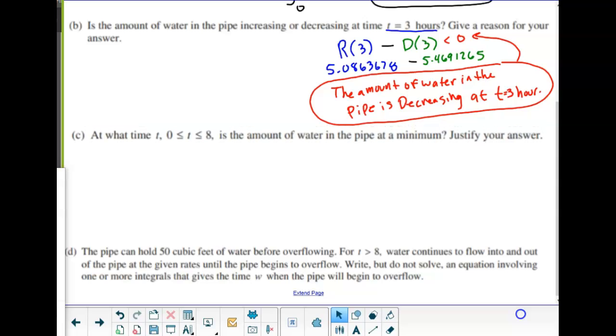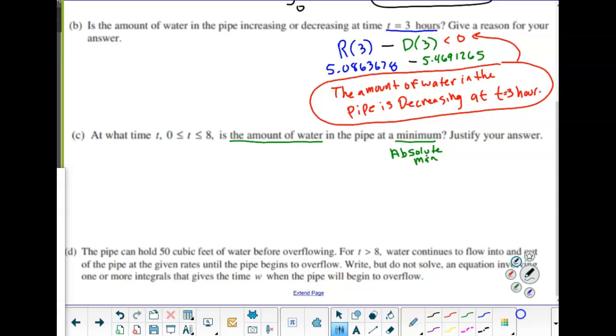Okay. Part C. At what time from 0 to 8 is the amount of water in the pipe at a minimum? This is an interesting problem. We're looking for a minimum. Another way to talk about that is to talk about the absolute minimum.